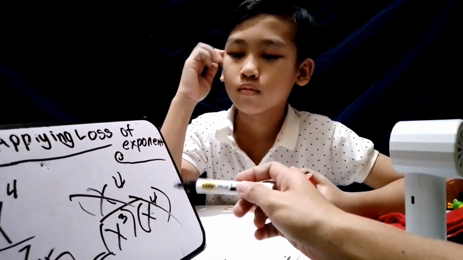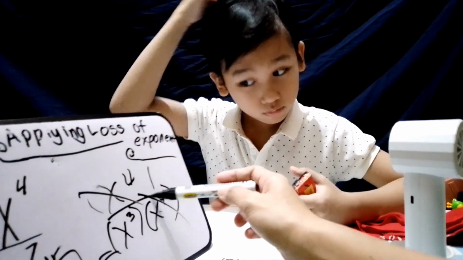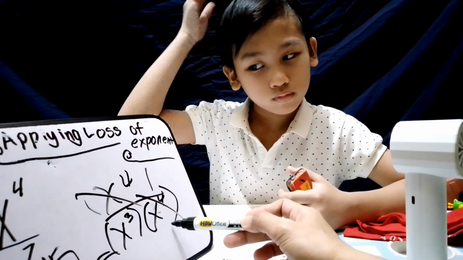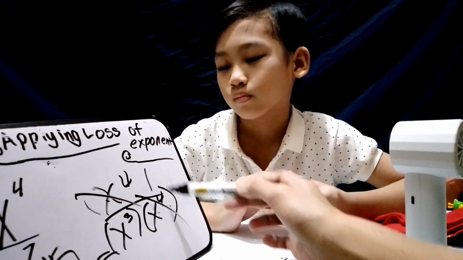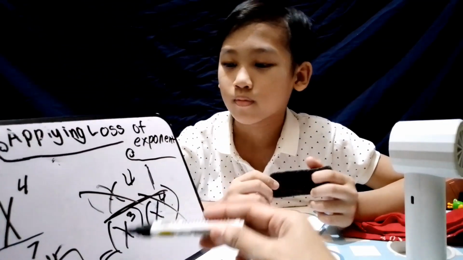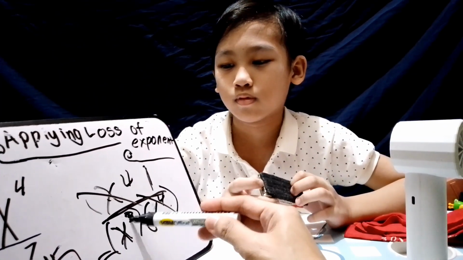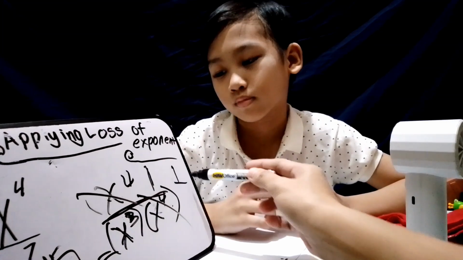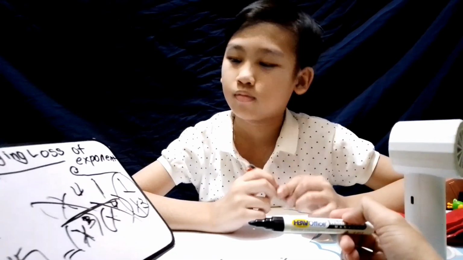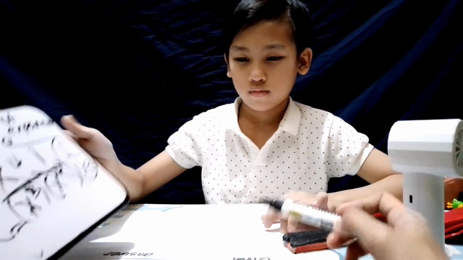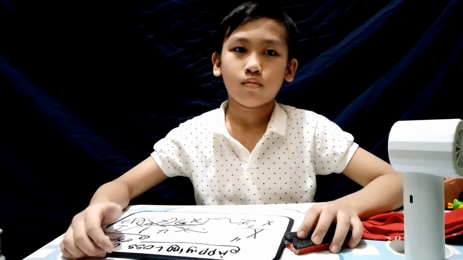This is now 1, because we cancel x to the 4th power and x to the 4th power below. x to the 4th power divided by x to the 4th power is 1. The remaining term is x cubed. So our answer is 1 over x to the 3rd power. Very good.